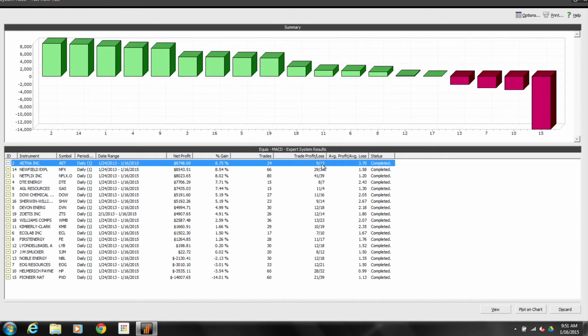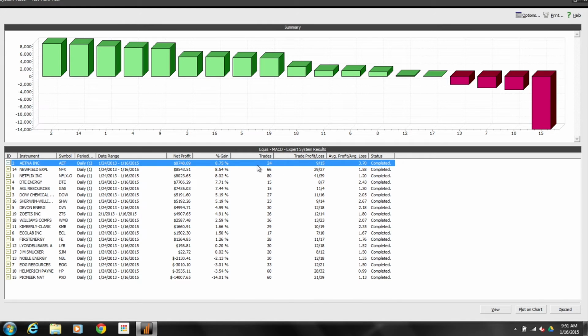So that already tells me that my winners were big and my losers were smaller. So that's something to definitely watch for and identify as part of your scenarios. And then I had a pretty good average profit of 3.7.